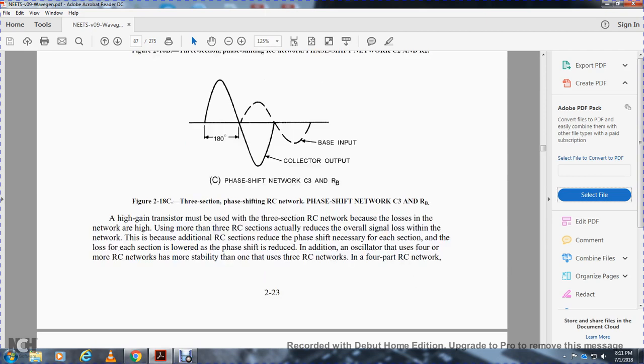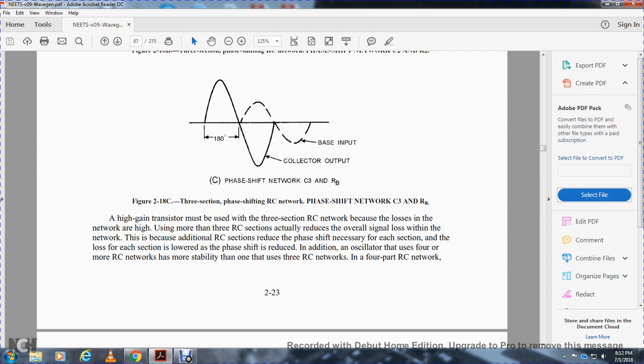High signal loss may occur with a 3-section resistor capacitor network because the loss of the network is high. Use more sections: a 4-section resistor capacitor network reduces the overall signal loss within the network. This is because the additional resistor capacitor section reduces the phase shift necessary for each section. The loss of each section is lower as the phase shift is reduced, which adds stability to the oscillator.